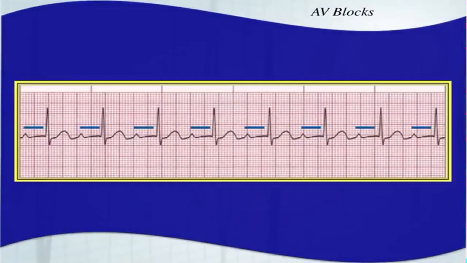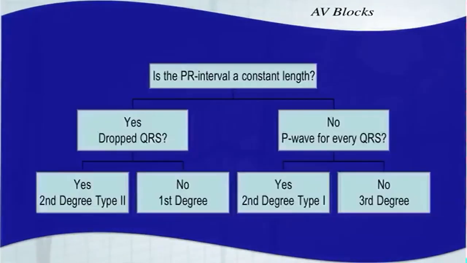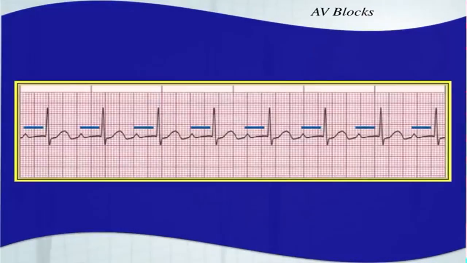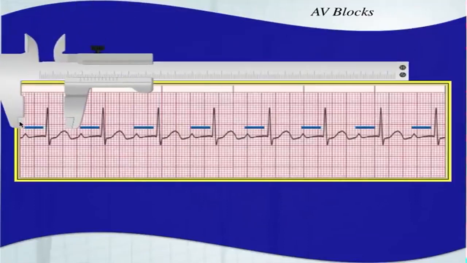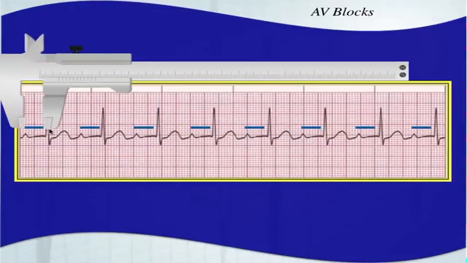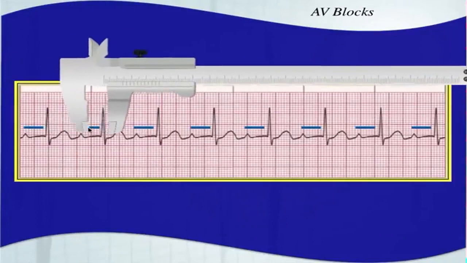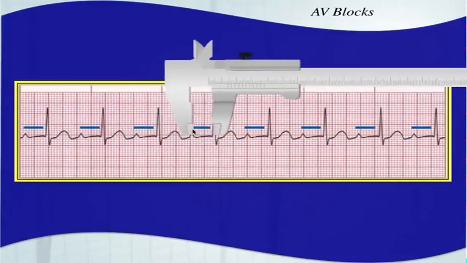Alright, here's our first example. Again, this is a first degree AV block. Let's go through our list though. The first question we have, is the PR interval a constant length? And if you look at this, you will see that the PR interval is staying consistent throughout. There's already lines there to show us, but you have a consistent PR interval.